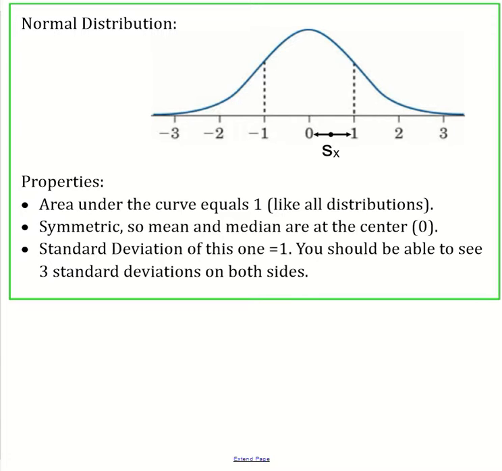So you see the mean or the median at 0, and the distance between 0 and 1 right here is our standard deviation. And from 1 to 2 is a standard deviation. From 2 to 3 is a standard deviation, and the same in the other way. And we notate standard deviation with this S and then sub x. So that is a normal distribution.